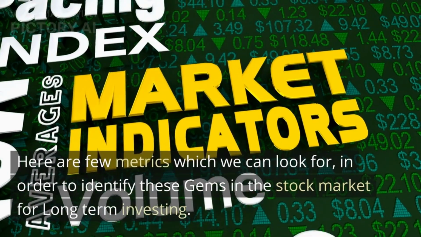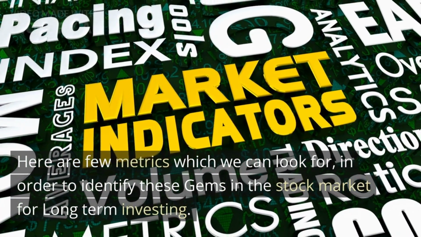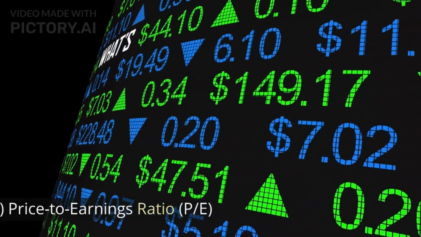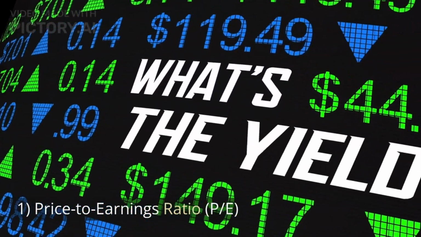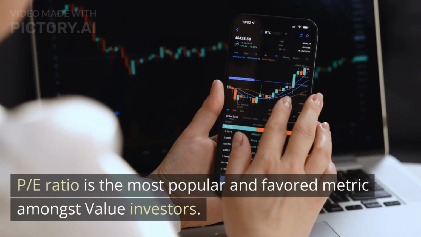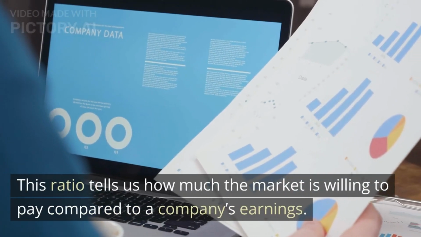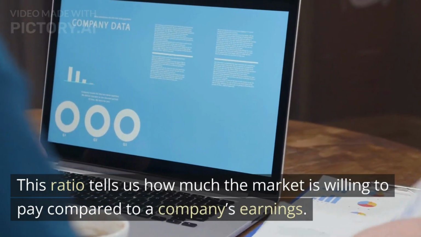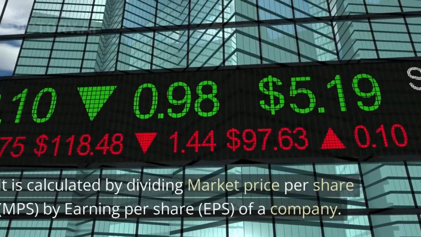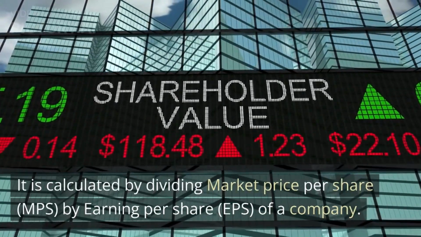Here are a few metrics which we can look for in order to identify these gems in the stock market for long-term investing. 1. Price to earnings ratio, P/E. The P/E ratio is the most popular and favored metric amongst value investors. This ratio tells us how much the market is willing to pay compared to a company's earnings. It is calculated by dividing market price per share, MPS, by earnings per share, EPS, of a company.